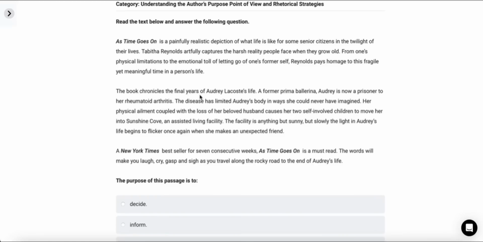The book chronicles the final years of Audrey Lacoste's life. A former prima ballerina, Audrey is now a prisoner to her rheumatoid arthritis. The disease has limited Audrey's body in ways she could never have imagined. Her physical ailment, coupled with the loss of her beloved husband, causes her two self-involved children to move her into Sunshine Cove, an assisted living facility. The facility is anything but sunny, but slowly the light in Audrey's life begins to flicker once again when she makes an unexpected friend. A New York Times bestseller for 7 consecutive weeks, As Time Goes On is a must-read. The words will make you laugh, cry, gasp, and sigh as you travel along the rocky road to the end of Audrey's life.